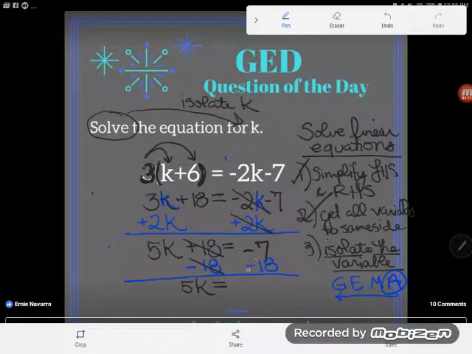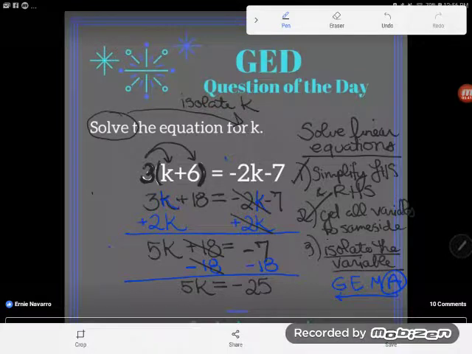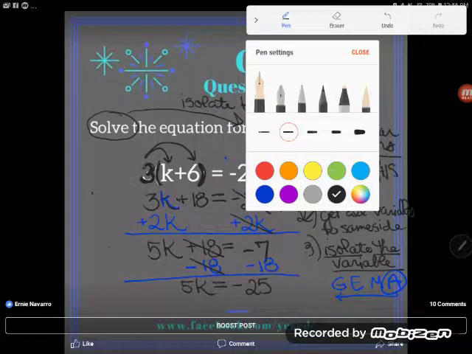-7, if I'm already in debt $7, and then I go and subtract another $18, spend another $18, I'm going to be at -25. Great, I'm almost done now, but my k is not quite alone. There's still a 5 I need to get rid of.